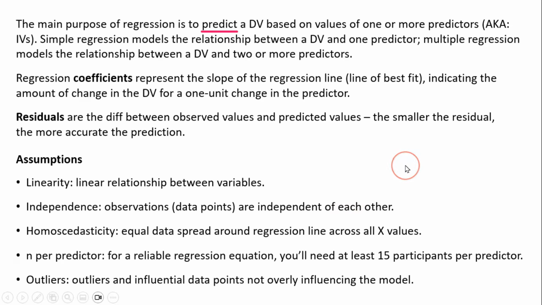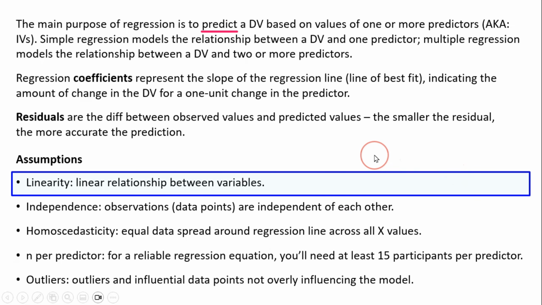Now let's talk a little bit about some assumptions for regression. The first one is linearity. And we will be doing linear regression. And so there should be a linear relationship between the variables. And you can test this or examine this with scatter plots.